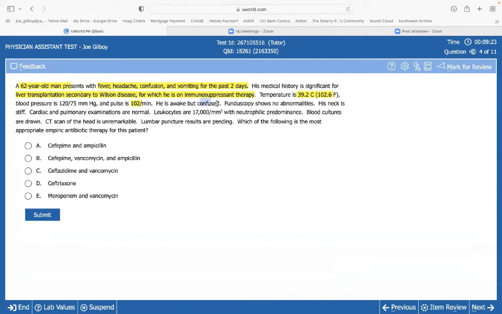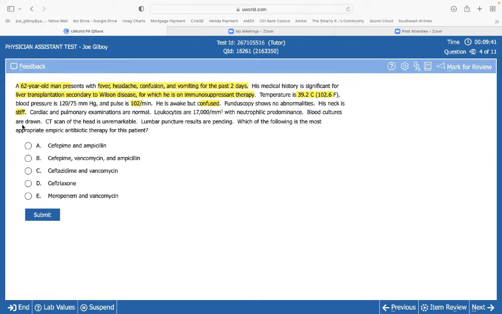You're like, yeah, I can get it. Funduscopy, okay, it's normal. His neck is stiff. You're like, okay, so I think he's got meningitis, Joe. Okay, just stop. No, stop right here. You're halfway through the question. Keep forgetting, you got to put your cell together along the way. Not at the end, along the way.